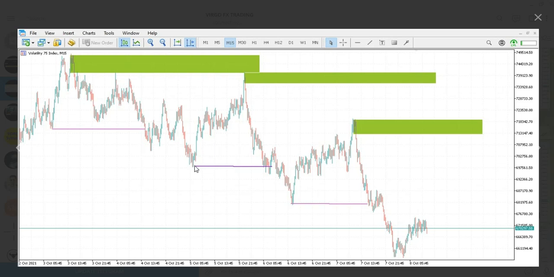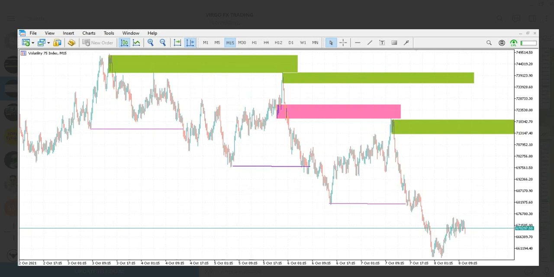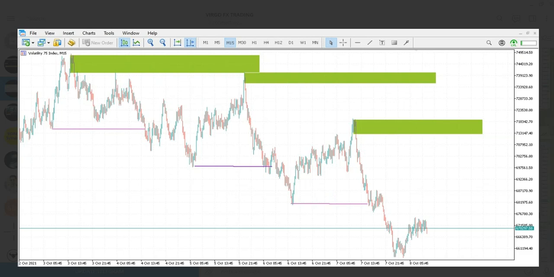As you can see, the move from this low here came to mitigate exactly this last up candle, and then while it was going down, it broke the structure from here. And then we have the last up candle, which is not mitigated yet. So what do we do then? Let's be here for now.